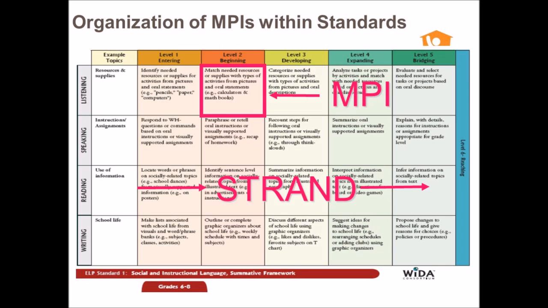But each of these content areas or each of these standards have a pattern. Each have an MPI, which is a model performance indicator, and a strand. And I'm going to be talking about an MPI in a couple of minutes, but a strand means going from expanding all the way to bridging and reaching. So students starting at the beginning level and all the way.